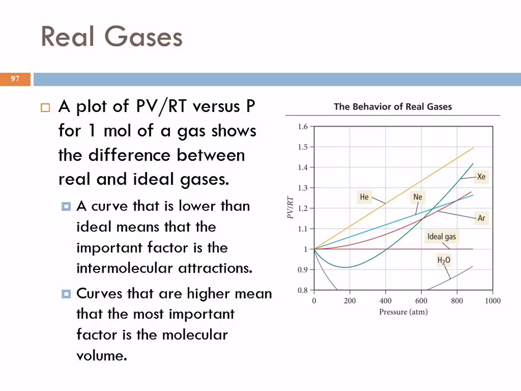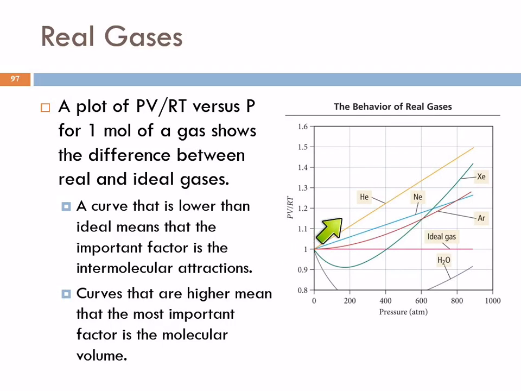If we plot PV over nRT, what would that equal? What's equal to PV over nRT? Number of moles. That would be moles of gas. If we plot that versus pressure, for an ideal gas, we would expect that it would be a constant line, a straight horizontal line. n equals PV over RT is going to be a line. But we see different behaviors for real gases.